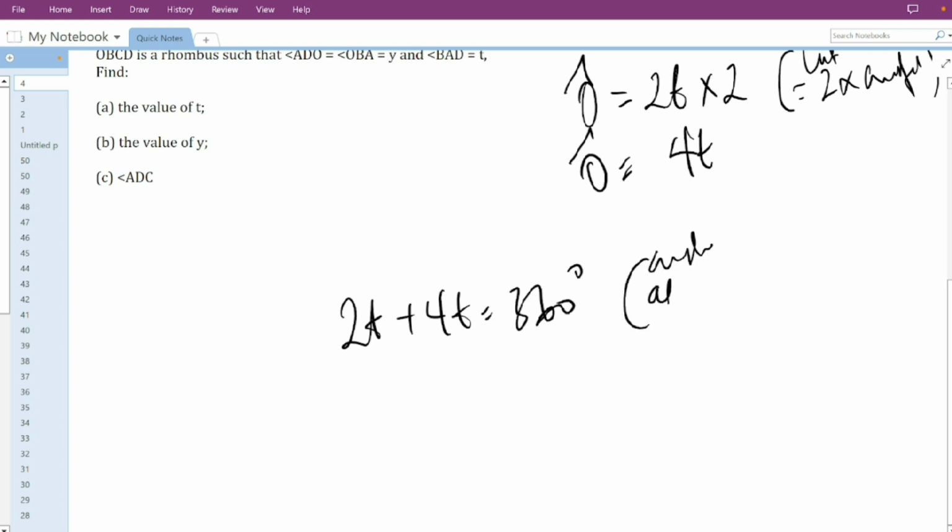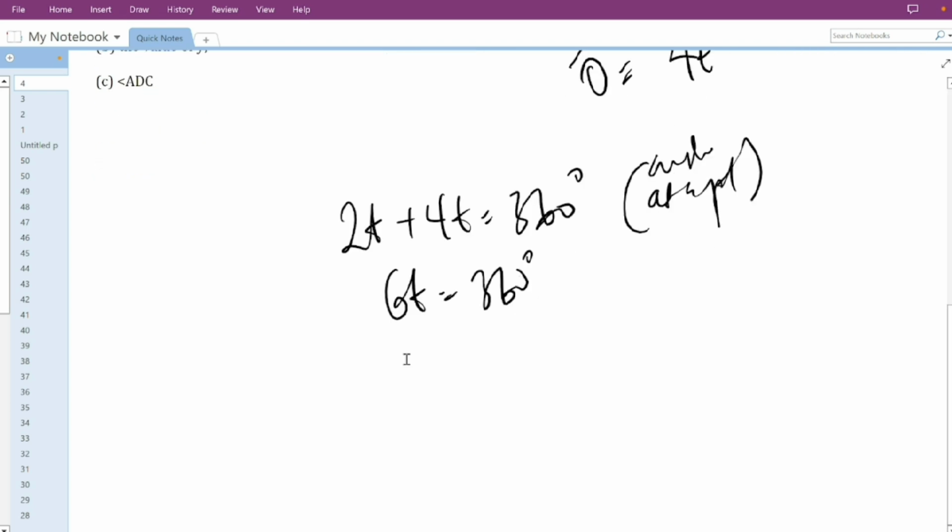That's angles at a point. Then 2t plus 4t is 6t, which equals 360. Since we're looking for t, we divide both sides by 6. t equals 60 degrees.